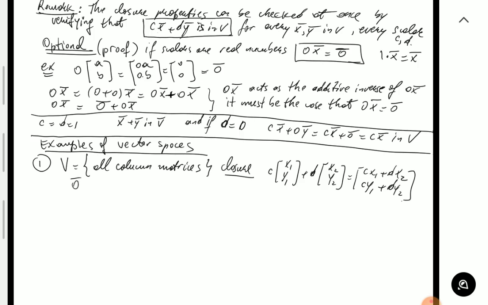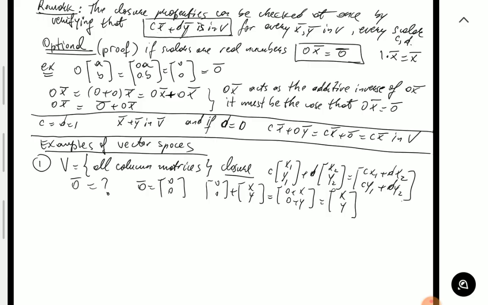So what's the zero vector? Well, obviously the zero vector is 0, 0. If I add 0, 0 to any column matrix X, Y, obviously I end up with the same column matrix. So if it's obvious, we don't check it. The same thing for associativity, the same thing for the additive identity, and so on and so forth. You only basically check what's not obvious, and this depends on the context, like I said.